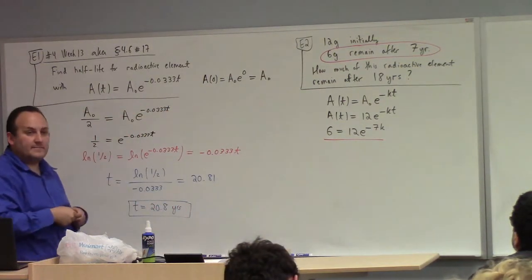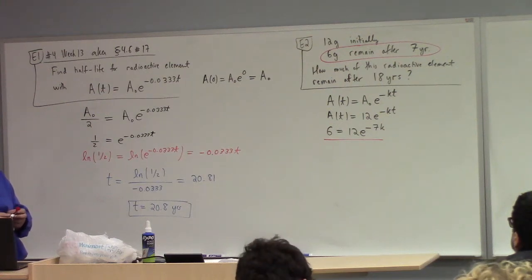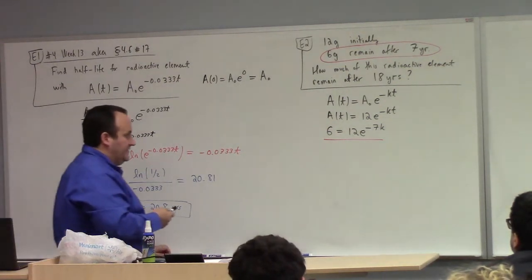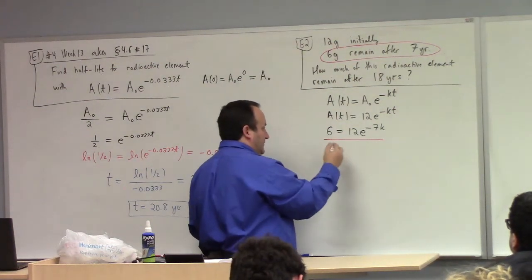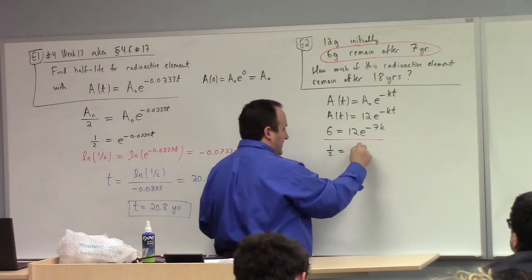So solve for k, because once you solve for k, then you know A is a function of t explicitly. Can we solve for k? Take the natural log? Sure, but first let's divide by 12. So divide by 12, we get what? We get 1/2 equals e to the minus 7k, right?